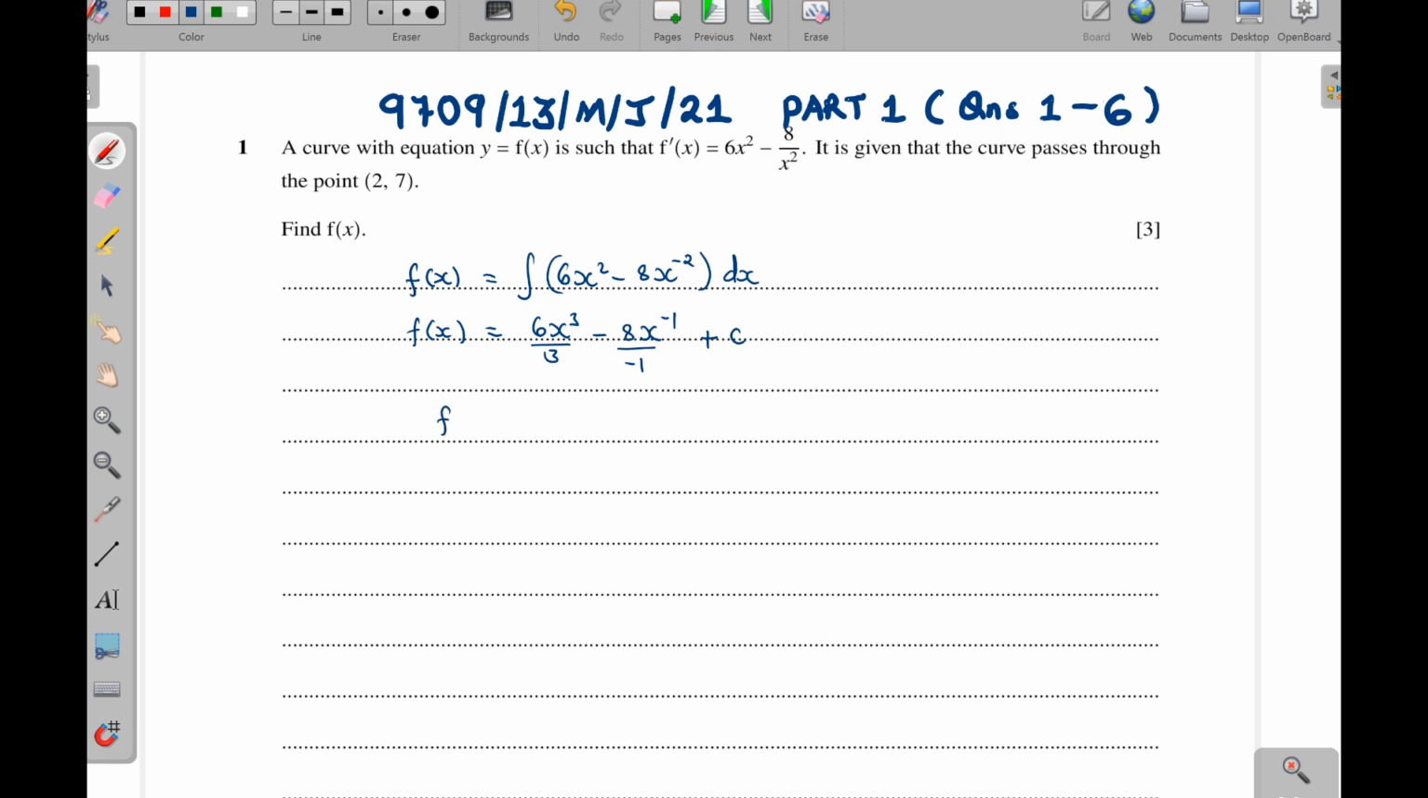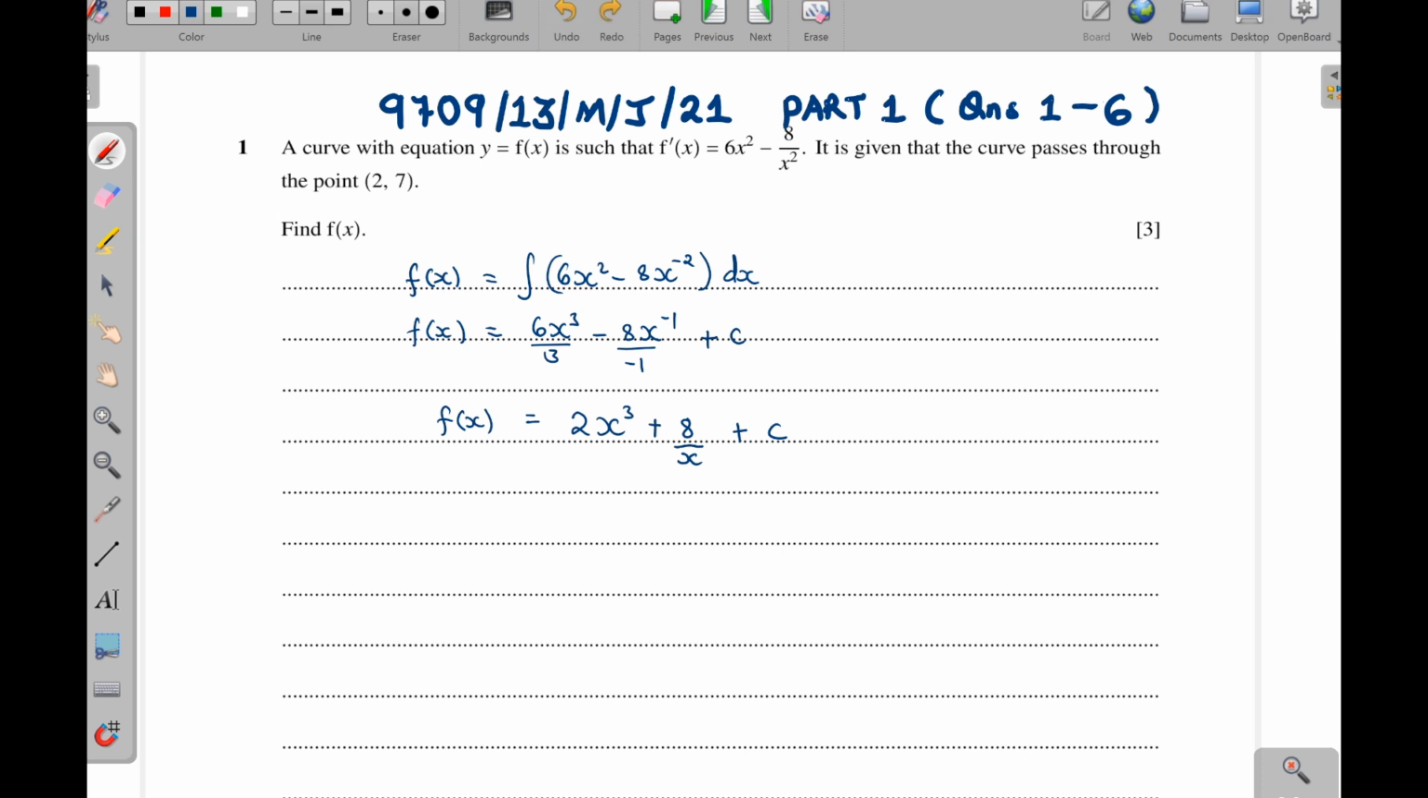Okay, so meaning our f of x is going to be 2x cubed, then here this one will be a plus, so that means we shall have plus 8, but using the rules of indices, I will take this one down, then it will be over x, then plus the c. If the point lies on the curve, then its coordinates must satisfy the equation of that curve.